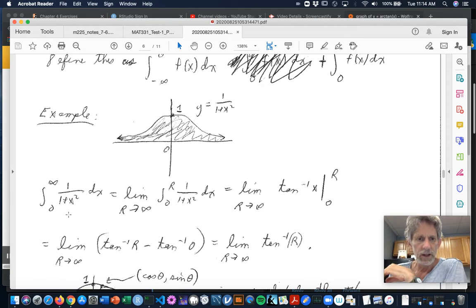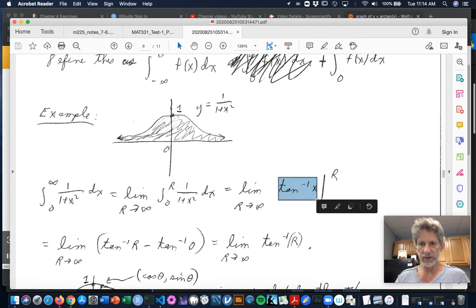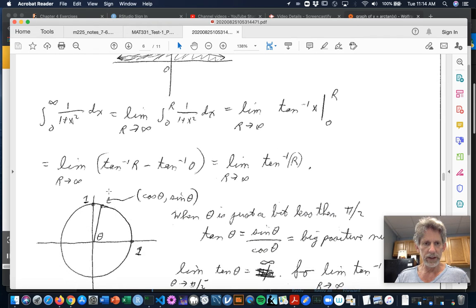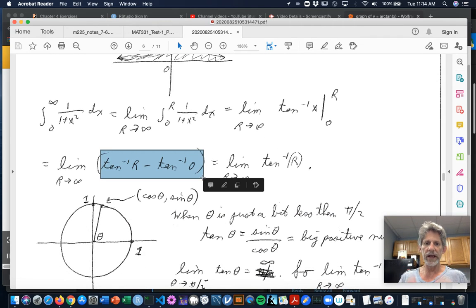All right. So we're looking at the integral from 0 to r of 1 over 1 plus x squared. But hey, the antiderivative of 1 over 1 plus x squared is inverse tangent. So evaluate that between r and 0, and we're looking at the limit of that expression. Now, inverse tangent is the angle whose tangent is the given number. And the way they define inverse tangent in most textbooks and in our textbook is that the angles for the given values have to be between minus pi over 2 and pi over 2.